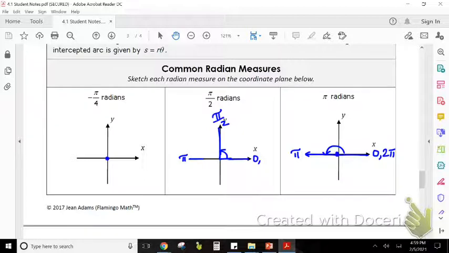So we're still going to start in standard position, but this time we're going to go clockwise that same amount. And so there is our negative pi over 4 radians. Now I'm going to go back to the first one we did. Up here at the top was pi over 2, so we'd have 1 pi over 2. Pi would be 2 pi over 2. And down here at the bottom, the 270 degrees would be 3 pi over 2. Just so we know where they're at.